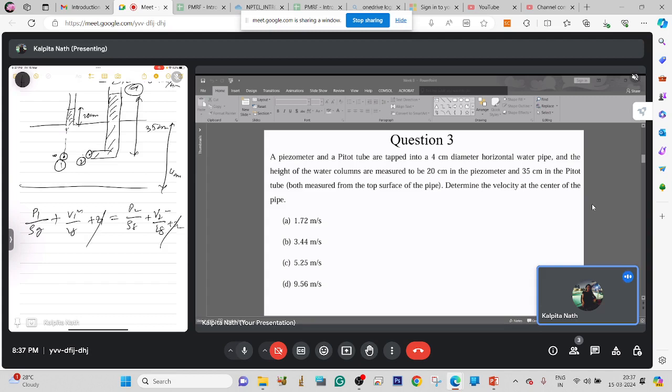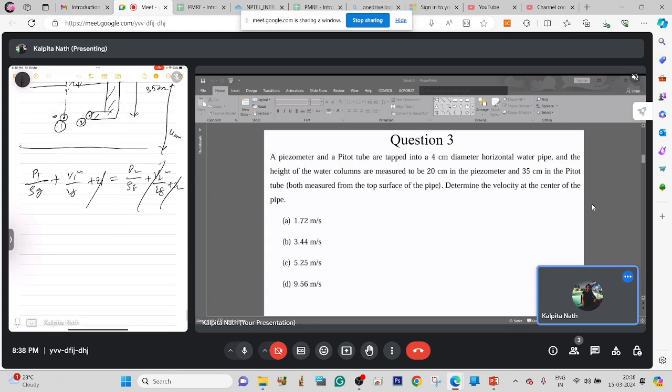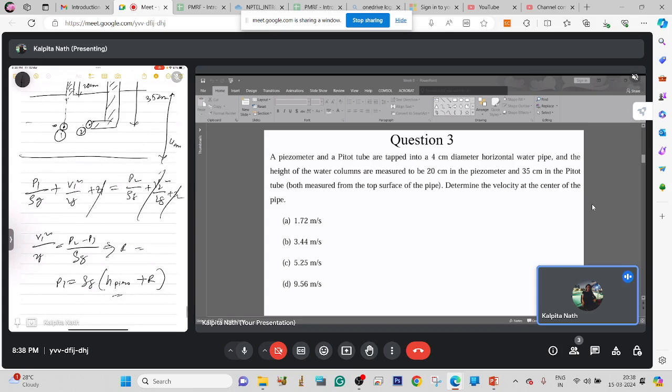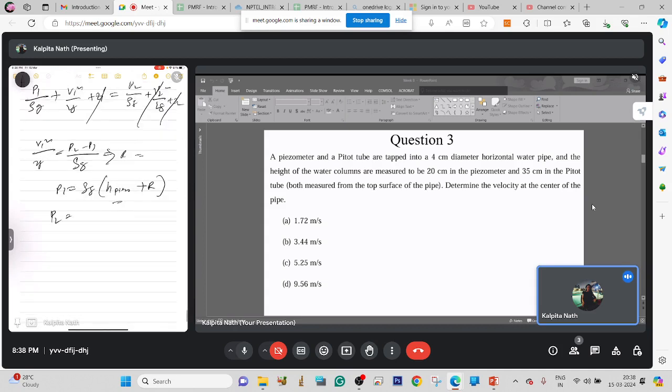So this will cancel out. This is 0. So V1 square upon 2g is equal to P2 minus P1 upon rho g. R is the radius of the pipe. So P1 is equal to rho g height of piezo plus R, that is height plus the radius of the pipe, this passing through the center line. This is the radius, right? So radius of the pipe plus the height. So P2 is equal to rho g h of pitot height plus R.